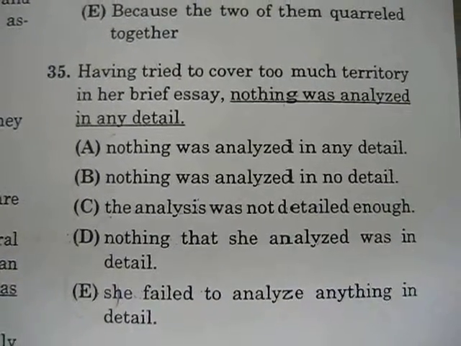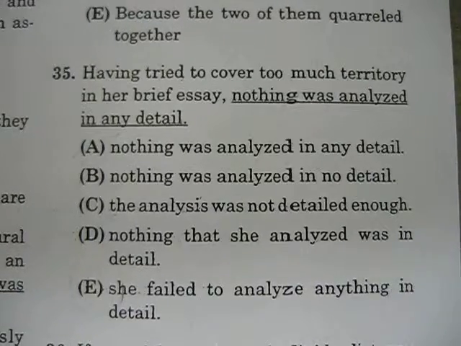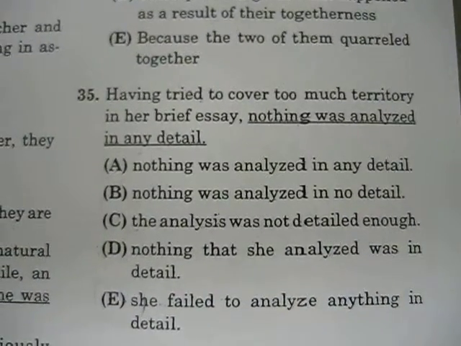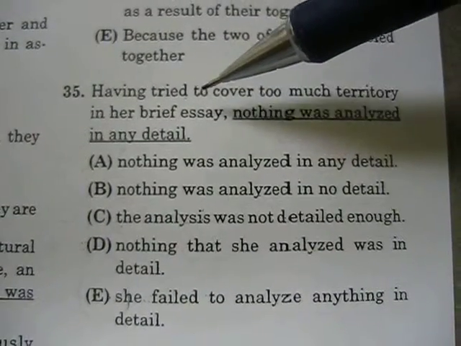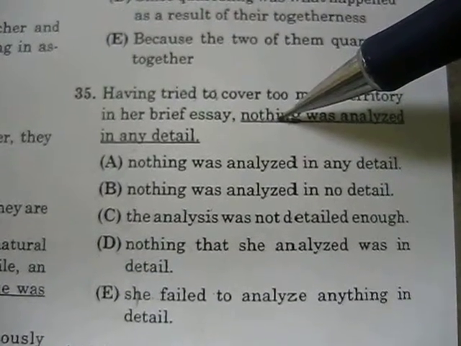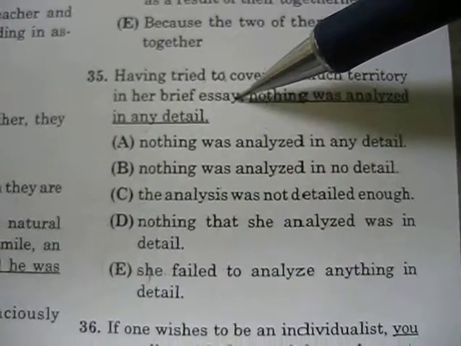The second rule, very important, is that the subject of the sentence in complex sentences must be at the beginning of the independent clause. The word here we see is the word "nothing." Now, is "nothing" the subject of the sentence? The third tip that I like to give is that the dependent clause always modifies the subject of the independent clause. Having tried to cover too much territory in a brief essay. Was nothing trying to cover too much territory in a brief essay? Obviously not. So "nothing" is incorrect.